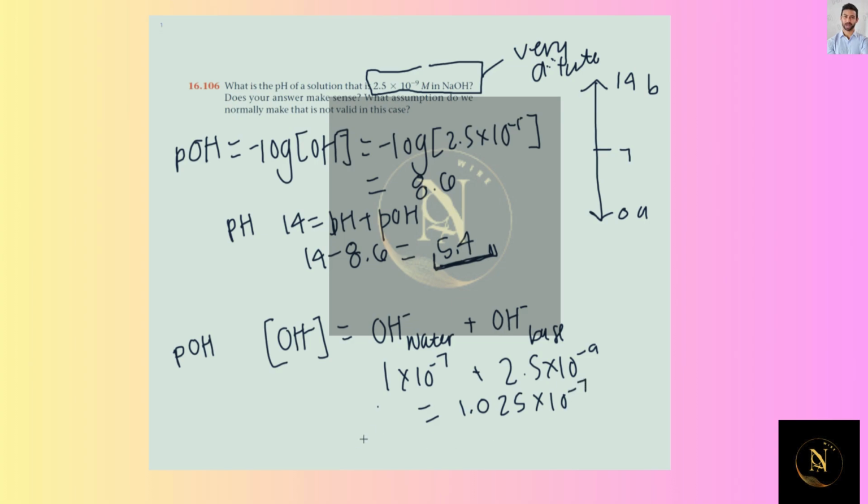Then we plug that into our negative log equation to find our pOH. For 1.025 times 10 to the negative 7, we will get 6.99. And so when we do pH plus pOH is equal to 14, 14 minus pOH will give us 7.01. This is pretty neutral, but it's still closer to the basic side than 5.4.